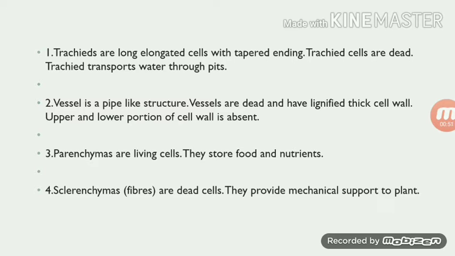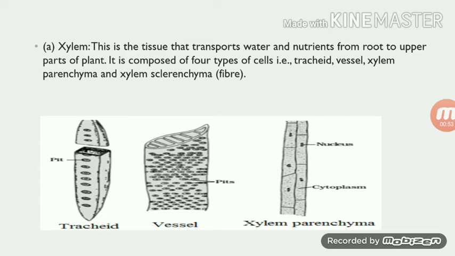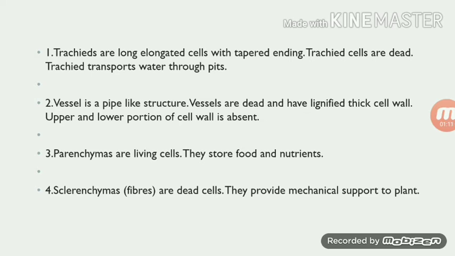So this is a long pipe-like structure. It has open ends on both sides. It has a larger diameter. Next is the parenchyma cell, which is a living cell, as I have already mentioned, that stores food and nutrients. Okay, next is the sclerenchyma or the xylem fiber.